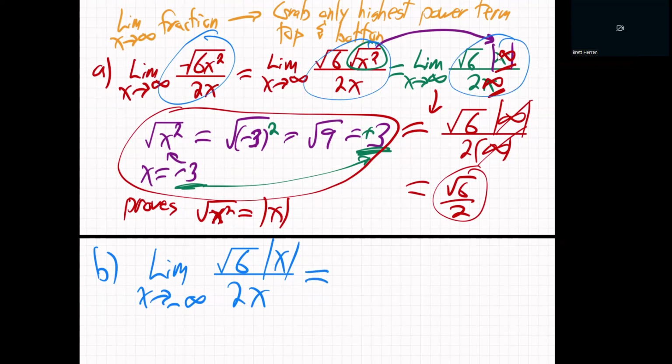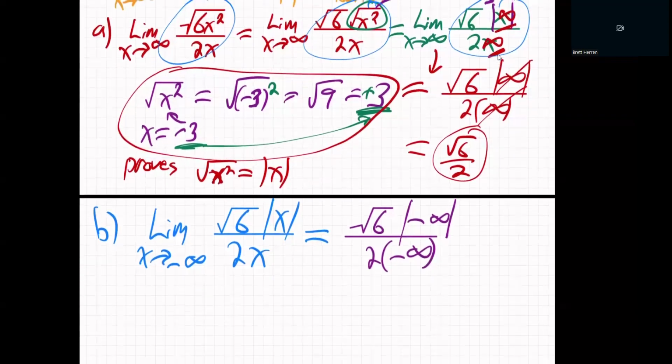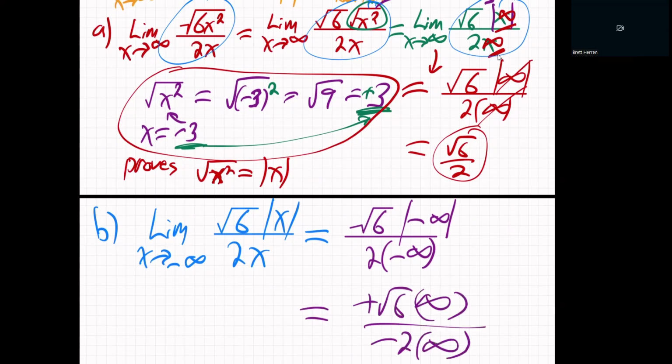We get to here now. It's time to plug in the infinity. So we get absolute value of infinity over 2. Oh, sorry, we're plugging in negative infinity. Let's try again. Absolute value of negative infinity over 2 times negative infinity. So what's going to happen? We're going to get on the top positive square root of 6 times infinity over negative 2 times infinity, right?